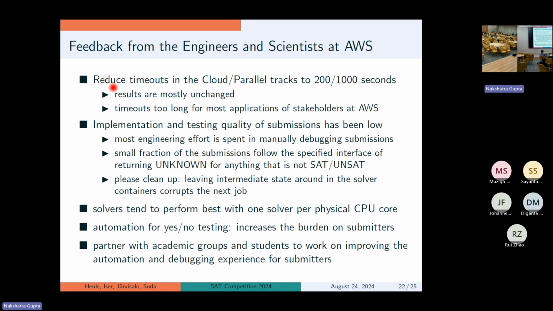So in the future, we will reduce the timeouts of the cloud and parallel tracks to 200 seconds in the cloud and 1000 seconds in the parallel track, because the results would be mostly unchanged, and moreover, for most applications of stakeholders at AWS which use such solvers, these timeouts would actually already be way too long. So we want to optimize for fast solvers in this track in the future. And also it just costs a lot to use all these resources.